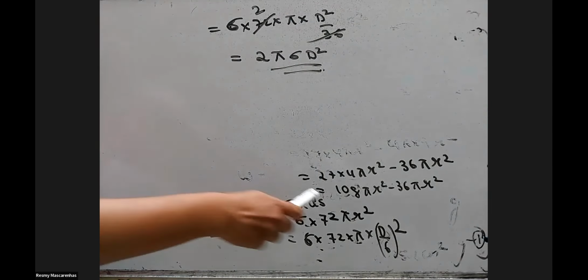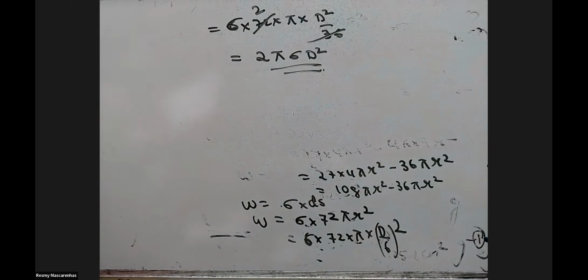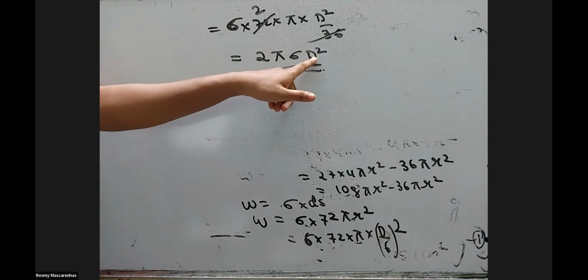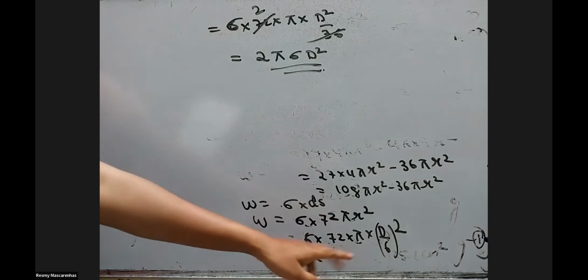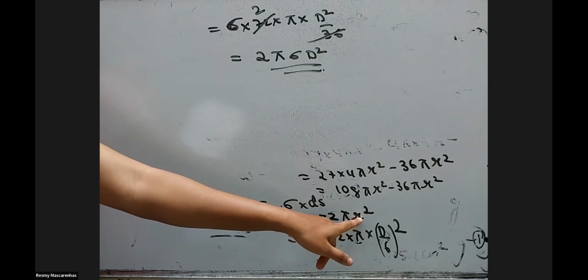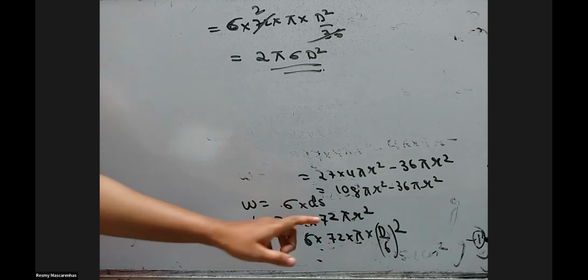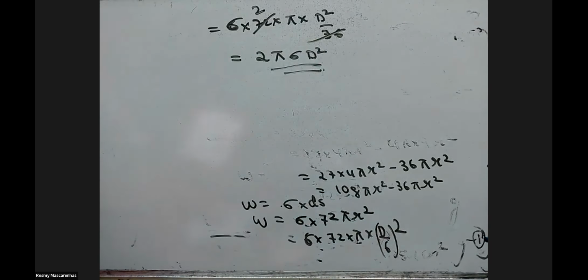This was in terms of small r. This is in terms of capital R, capital D. In case you want the answer in terms of capital D, because in the question solution they have given it this way in terms of D, you should not get confused. What did I do here? Why did this 72 come? I just converted it back in terms of D.